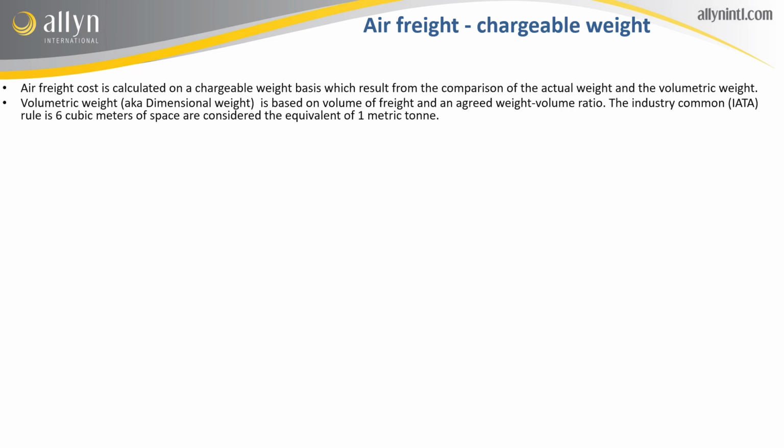The IATA rule is that 6 cubic meters of space are considered the equivalent of 1 metric ton. This ratio is much higher than in other modes. This is due to the space restriction on the aircraft. For airplanes, weight is less a challenge than space. To help you better understand this concept, we will now look at a couple of scenarios.